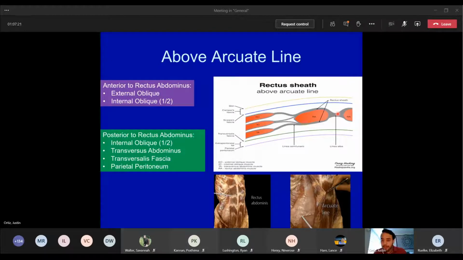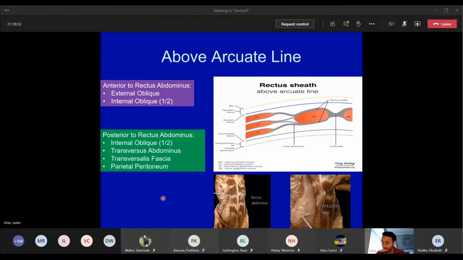What's going to happen is that if you're above the arcuate line, you're going to get the external oblique and half of the internal oblique. You see these two contributions? They're both anterior to the rectus abdominis muscle. Posterior, so behind the rectus abdominis muscle, is going to have the other half of the internal oblique, the transversus abdominis, and then the transversalis fascia, as well as the parietal peritoneum. Does anybody need some clarification on that? You can see what's going on above this line for the rectus sheath, right?